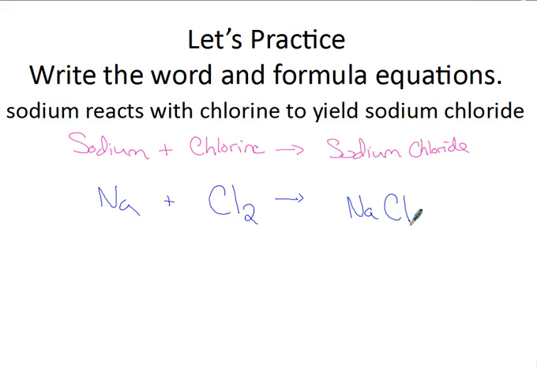Now let's make sure we got our charges. Sodium is Na plus, chlorine is Cl minus. Put them together, one to one, you get sodium chloride. This is good for now. It's not balanced, however. It's not done. When we learn balancing, we're going to fix this one up, but it's good for now.